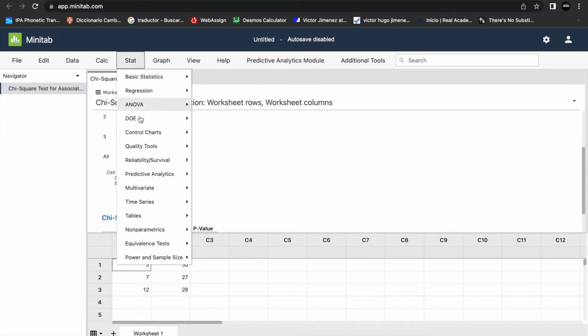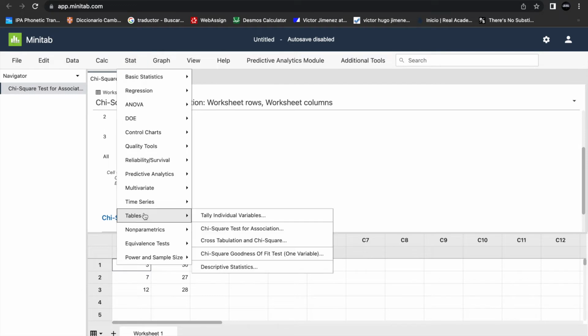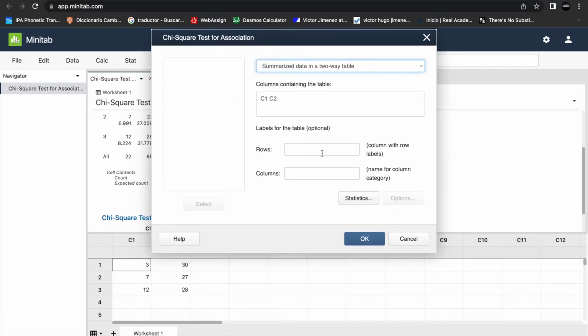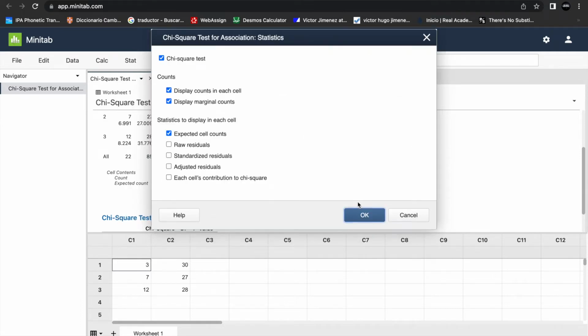Go to Stat, Tables, chi-square test for association again, statistics. Oh, I'm sorry, I already did it, right?